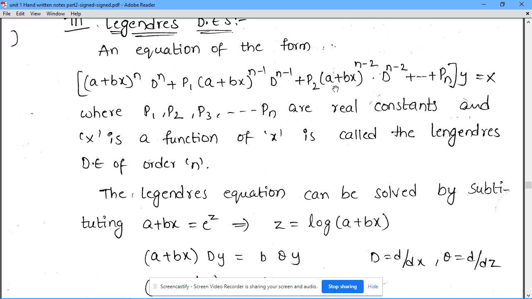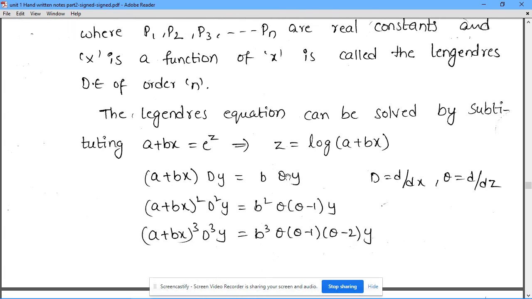Now to solve this Legendre's differential equation, we will use a substitution, same as in Cauchy's. In Cauchy's, we substitute x equal to e power z. Here we will substitute a plus bx equal to e power z, so that z is log of a plus bx. Here also p1, p2, p3 and so on up to pn are real constants, and the right hand side of the equation is a function in terms of small x. So it is known as Legendre's differential equation of order n, the nth order Legendre's differential equation.